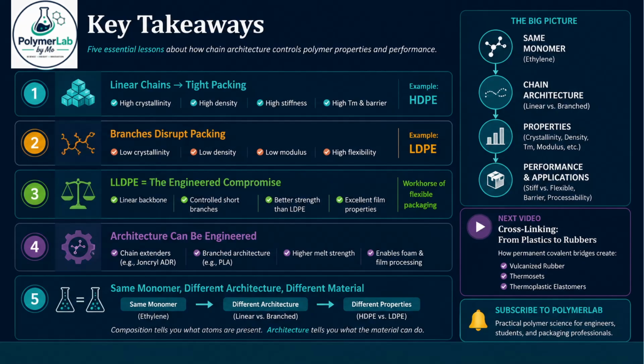5. Same monomer, different architecture, completely different material. This is the fundamental lesson. Composition tells you what atoms are present. Architecture tells you what the material can do.